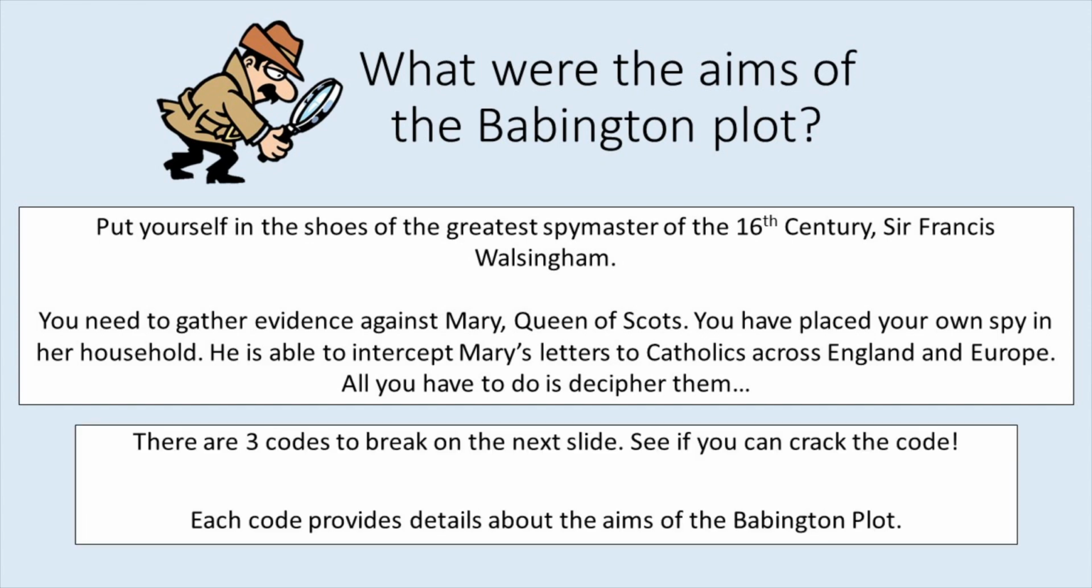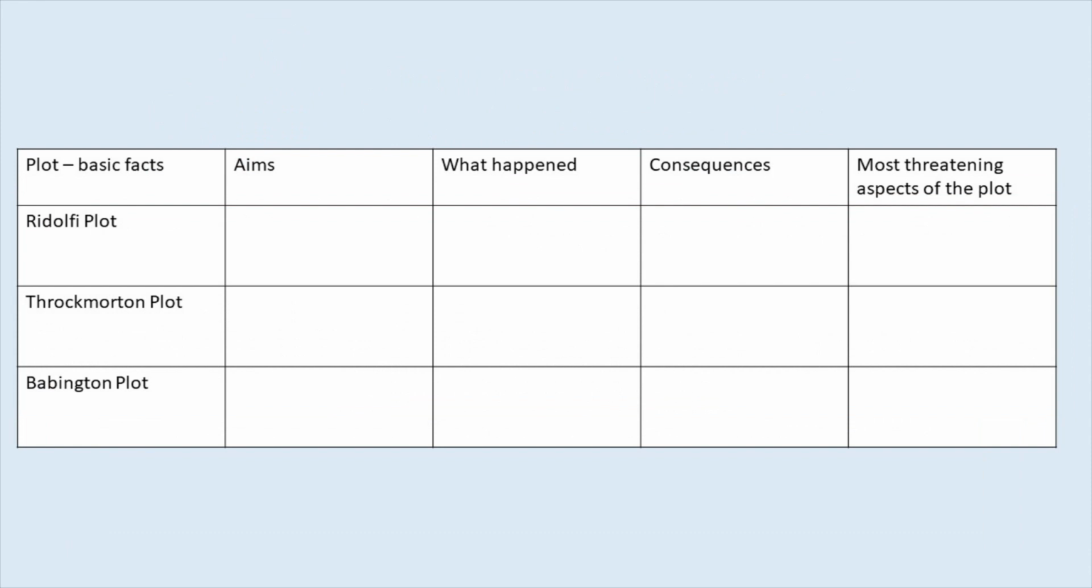On the next slide, there will be 3 codes. You need to see if you can crack them. Each code provides you with some details about the Babington plot. Once you've cracked the code, you then need to add the aims of the plot to the sheet that you were working on last lesson. But now we're going to fill in that last row.